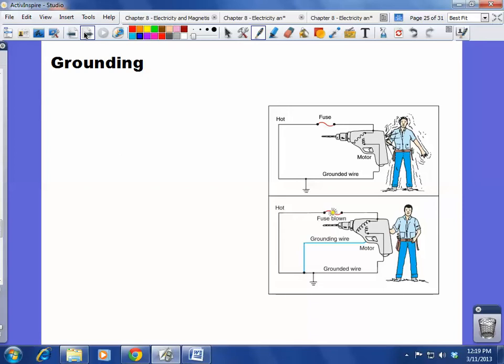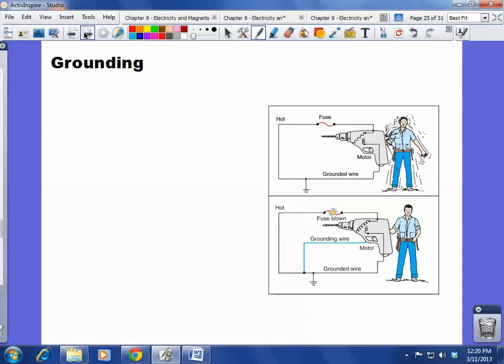So if we imagine this situation without a dedicated ground, with a drill here and there's a short, suddenly you become the easiest way for that electricity to travel through. But if you do have that ground plugged in and there's a short, something breaks, now you've provided an alternate path for that electricity to travel to the ground. It doesn't have to travel through you anymore, because electricity is always going to take this path of least resistance.